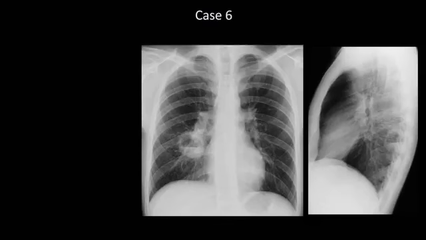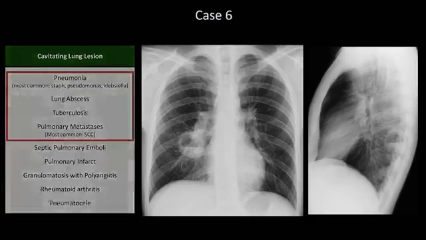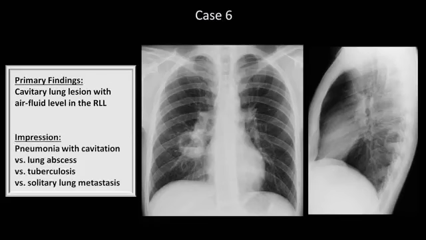So what is this right lower lobe lesion? Well, from Lesson 8, here's our list of cavitating lung lesions. Aside from the fact that the patient is an alcoholic and thus more prone to aspiration, there is nothing else that points to a specific diagnosis. Considering then just the most common, it is probably one of the top 4 on the list. So in summary, the patient has a cavitary lung lesion with an air fluid level in the right lower lobe, which is most likely due to pneumonia versus lung abscess versus tuberculosis versus a solitary lung metastasis.